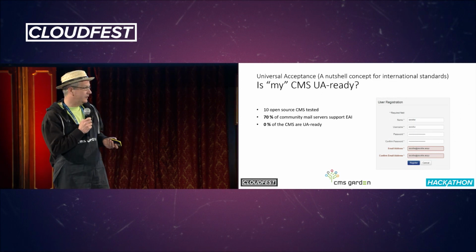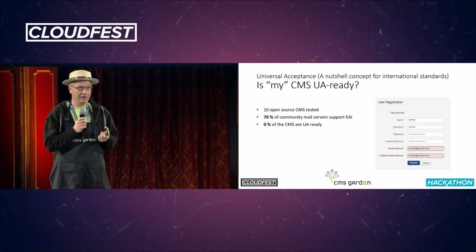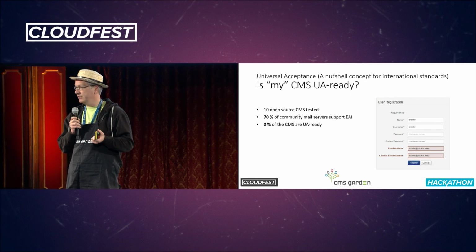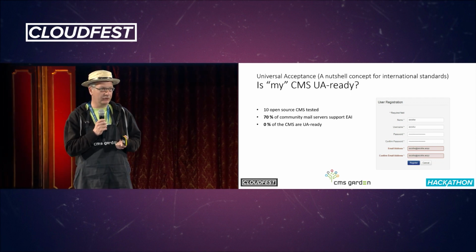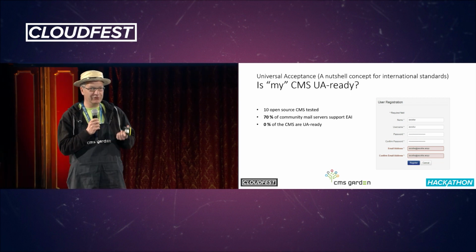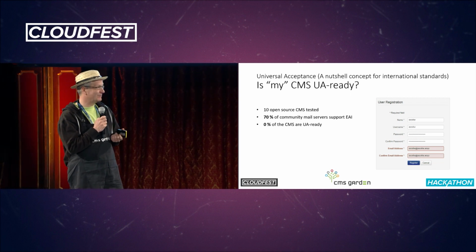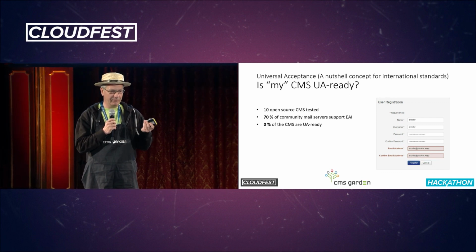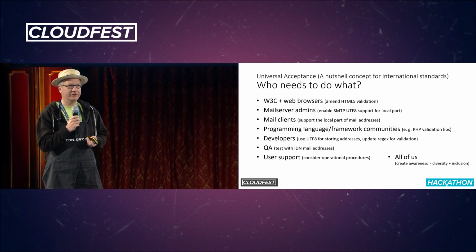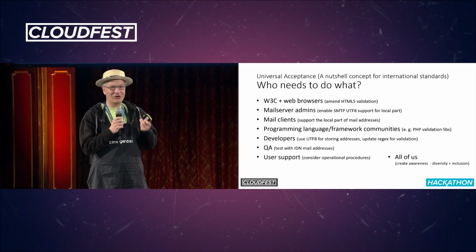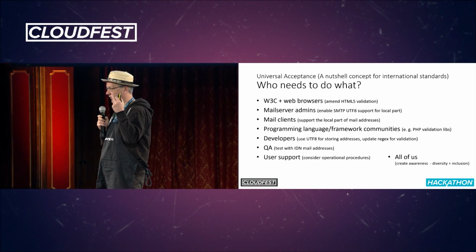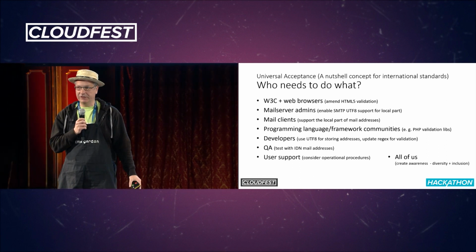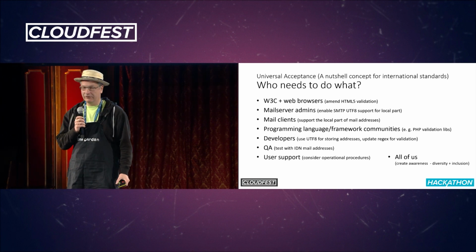We tried it in 10 different open source content management systems, and the good part is 70% of the SMTP infrastructure is ready for universal acceptance, but 0% of the CMS allows some registered domains with those crazy email addresses. Why? That was all learning, because it's complicated. It's complicated from the form submit button all the way down to SMTP servers, transportation protocols, and so on.